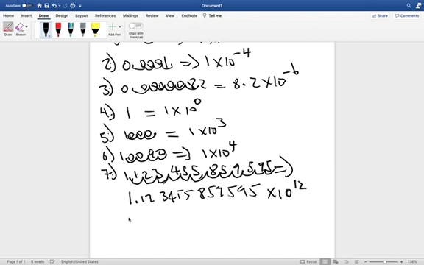Or we could just write it as 1.12, for example, times 10 to the 12. This is shorter, leaving the rest of the numbers out, and we rounded this off to 3 significant figures. So this would be our answer. So, in all of this, remember to practice and grow.